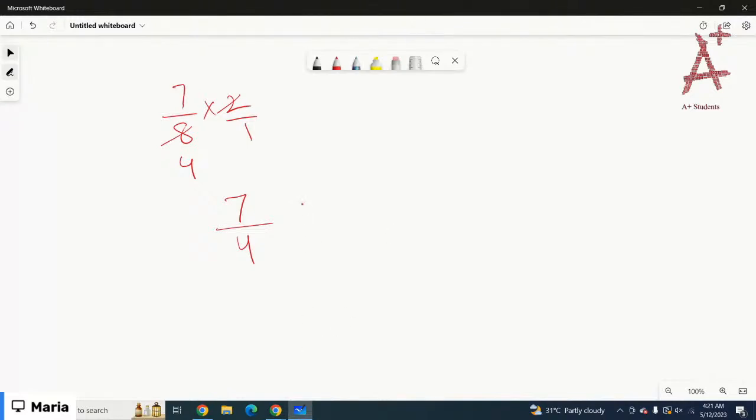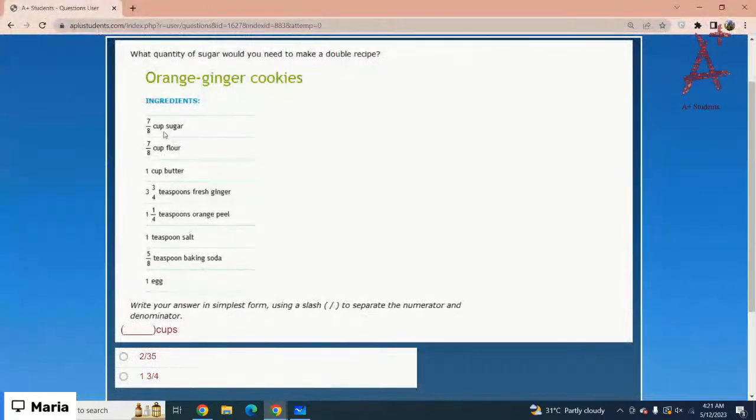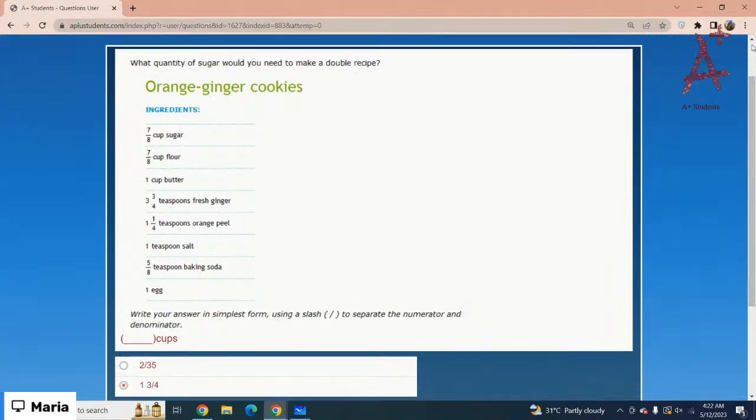Or you can divide, so it would be 4 times 1 is 4, 3 is remainder, it would be 1 whole 3 by 4 tablespoon or teaspoon, whatever it is. Cup, it is 1 whole 3 by 4 cup if you are going to double the recipe.